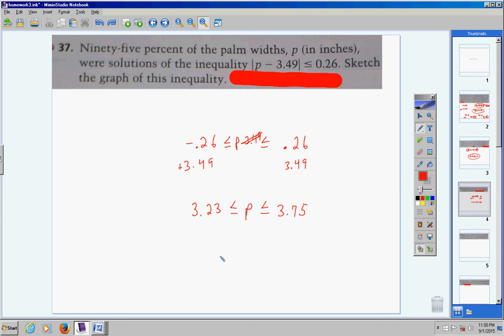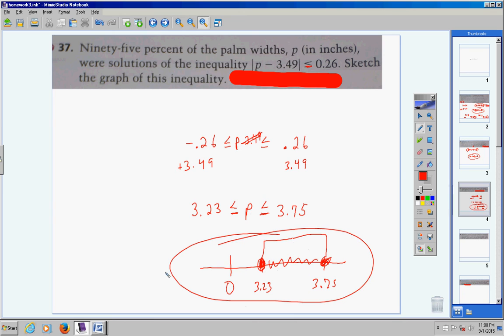So that's the graph, guys. Here it is. So I know I'm at 0. We're going to put 3.23 here, 3.75 over here. It is inclusive. There's equal signs right here, so we close our points. P is greater than this number. P is less than this number. There, you graphed it. Booyah. Done. Finished. All right, moving on.